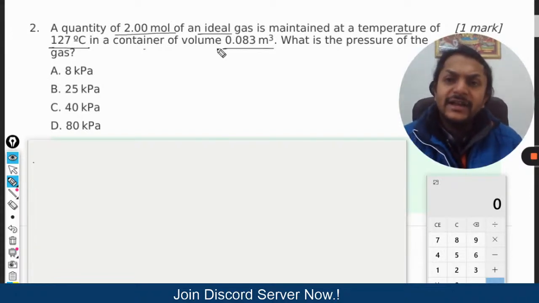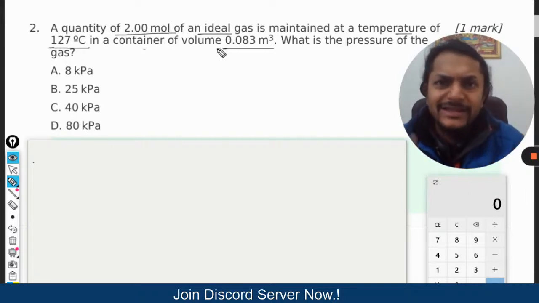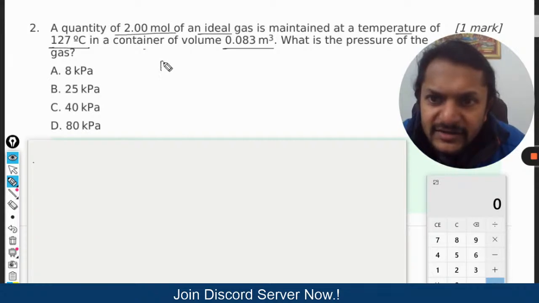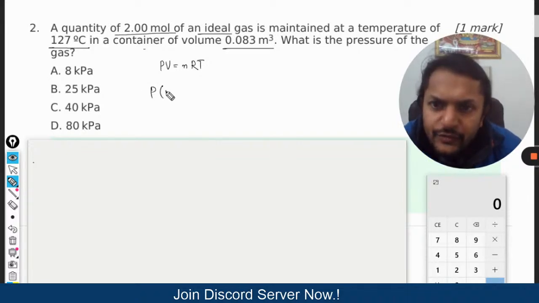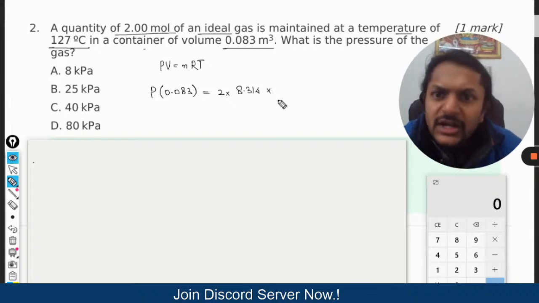Okay, so I think it's a simple question. We have to directly apply the ideal gas equation here because everything else is given. So what is the ideal gas equation? PV is equal to nRT, and pressure is what we need to find. Volume is given as 0.083. Number of mole is 2. Gas constant will be used in SI units, 8.314, because everything is in SI.